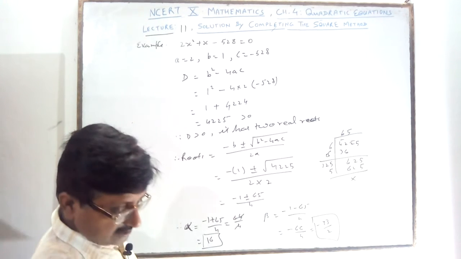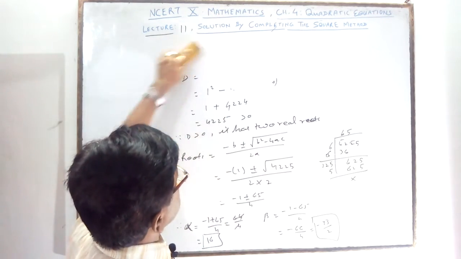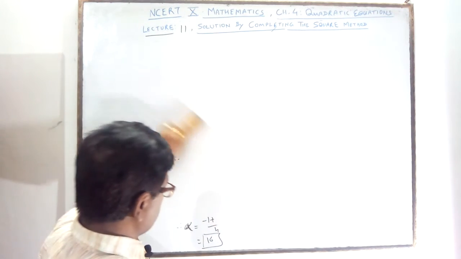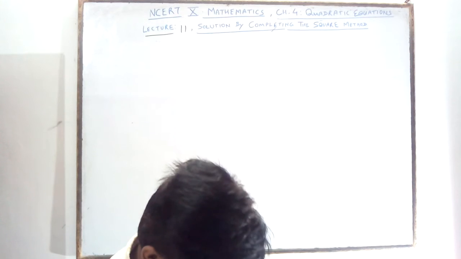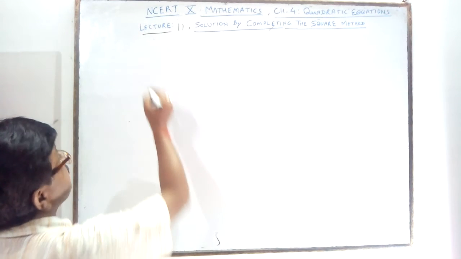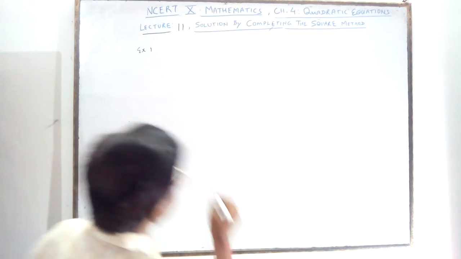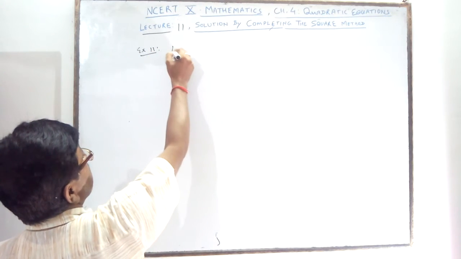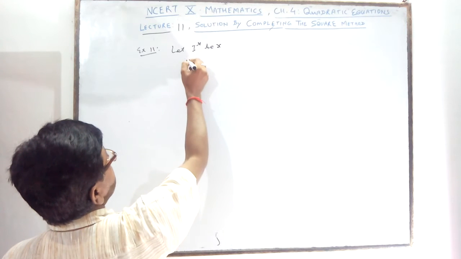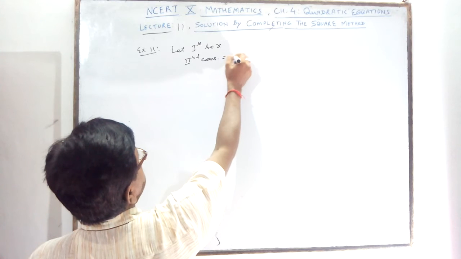Next question, next example. Find the two consecutive positive integers whose sum of the squares is 290. It is example number 11 of your book. Let first be x, then second consecutive will be x plus 1.